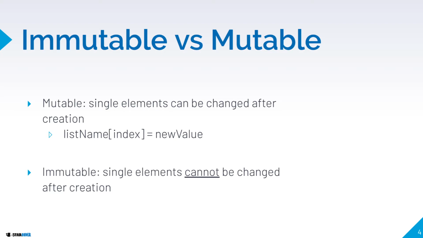There are two main categories when looking at collections. The first is a mutable collection. The idea of a mutable collection is that a single element after creating this collection can be changed. So an example of a mutable collection is a list, because after we create this list, we can change a value in a list by reassigning it to the index. But the other type of collection is immutable. What it means is that single elements cannot be changed after creation.